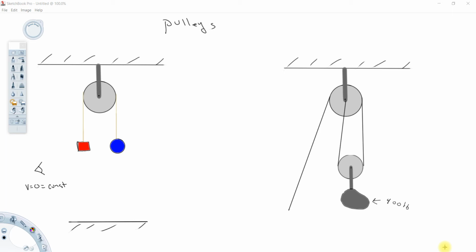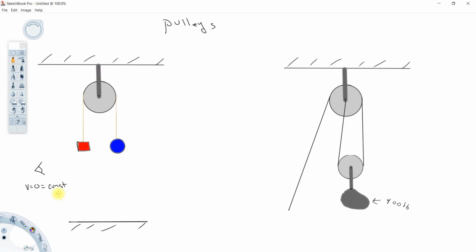I'm making this video here to describe pulleys in the context of what they do, what you can use them for, and how you will see them in a typical physics class. So we're going to start our discussion here with this left-hand side.